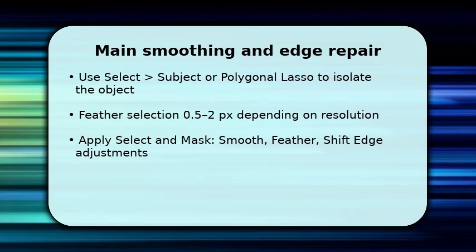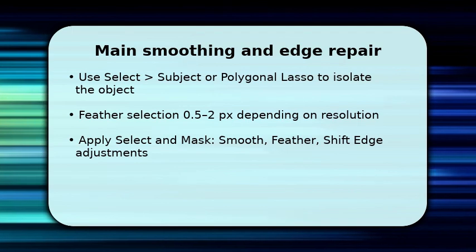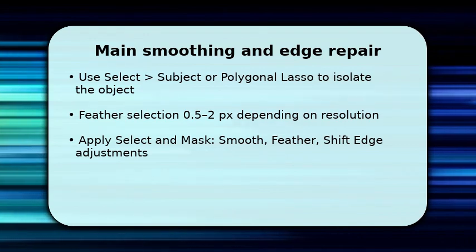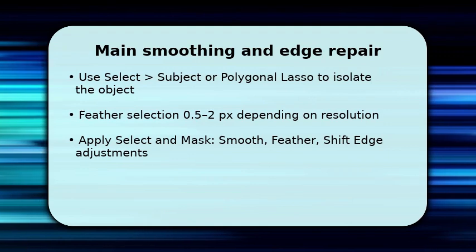You now isolate the object with Select Subject or a precise lasso, because targeting prevents blurring the entire photo. After selection, feather 1/2 to 2 pixels based on resolution, and open Select and Mask to increase smooth and a touch of feather while nudging Shift Edge inward if halos appear. Then, output to a new layer with Layer Mask, so your smoothing affects only edges.